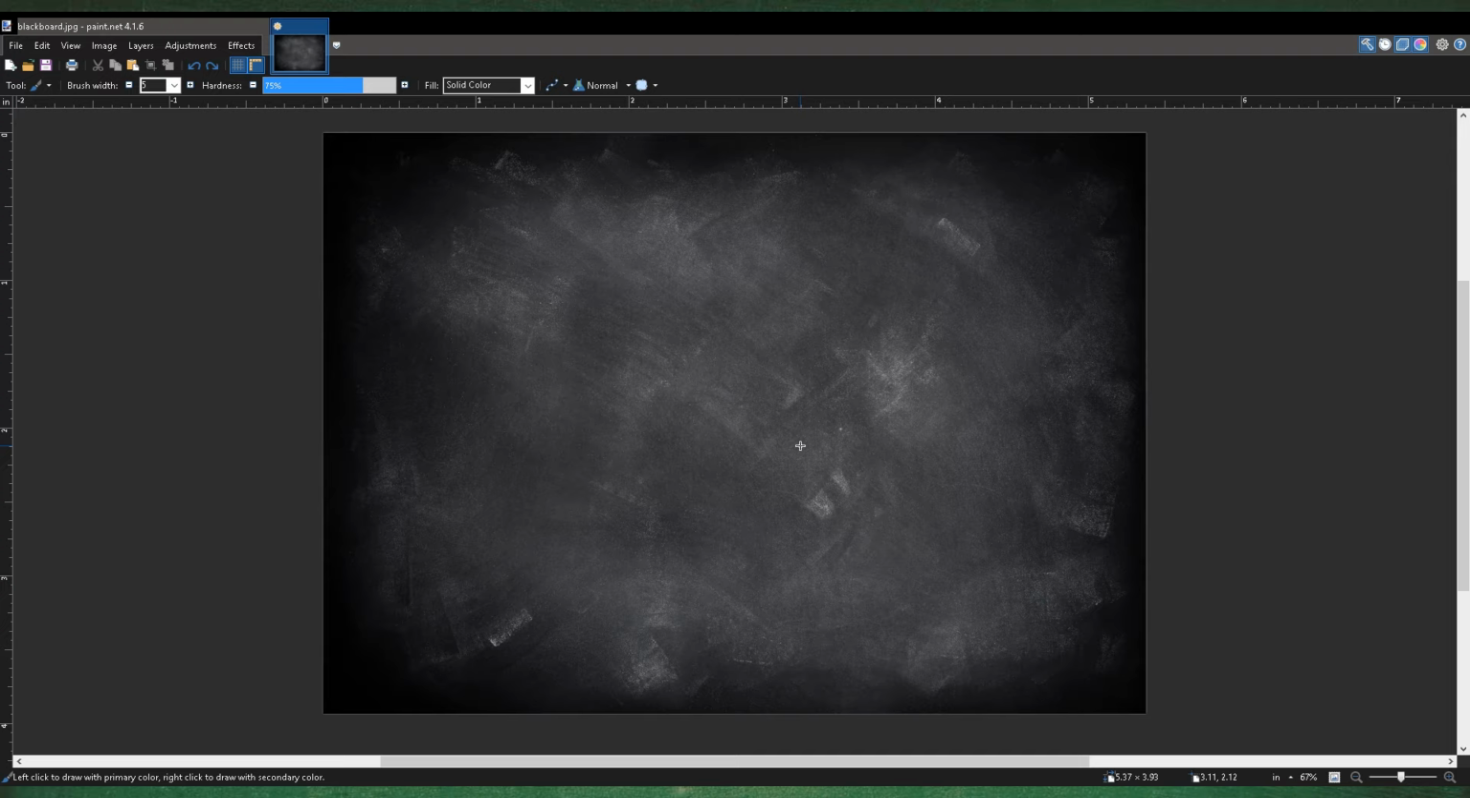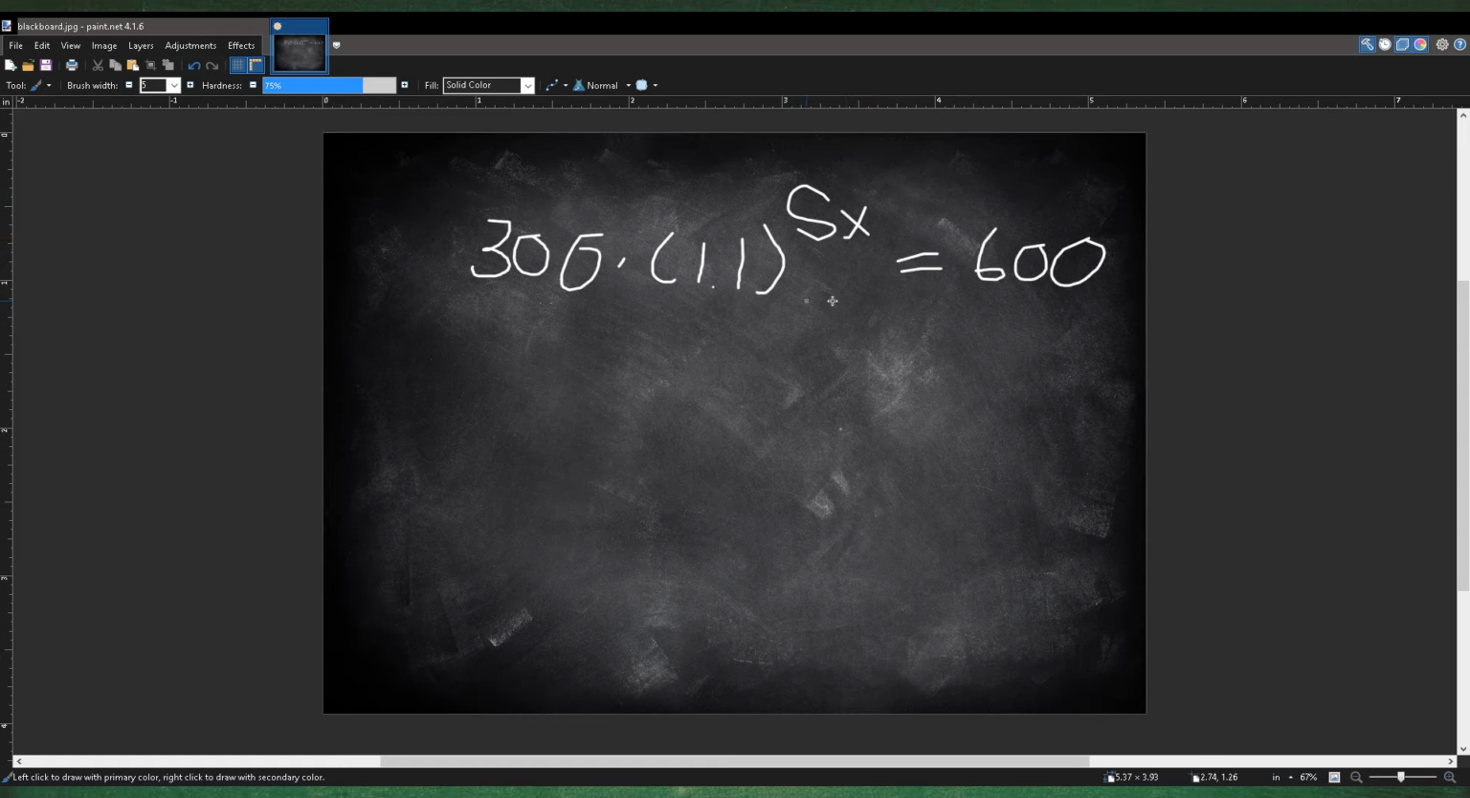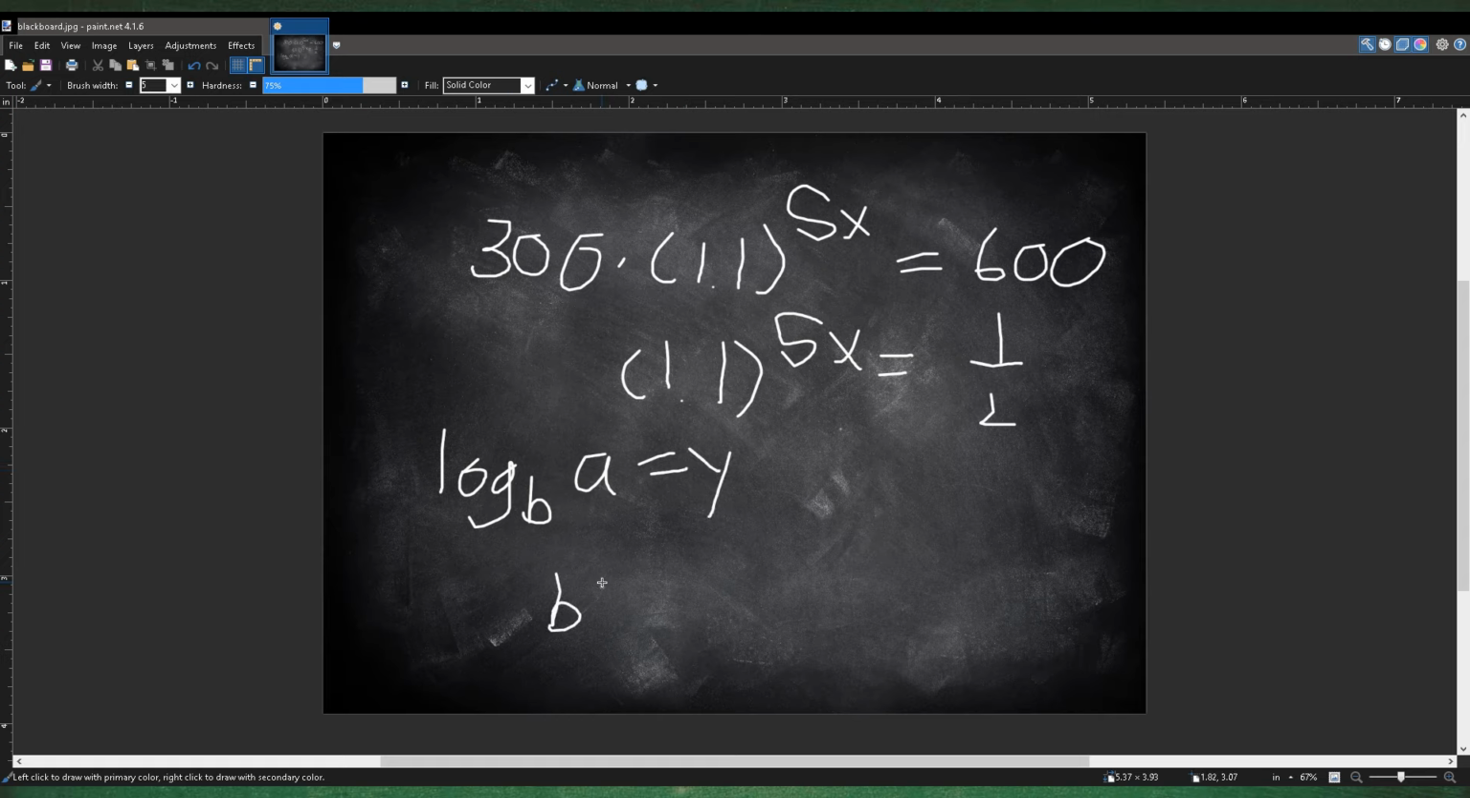So now let's solve those exponential questions. I don't remember the questions, but let's make up an example. Let's say 300 times 1.1 to the power of 5x is equal to 600. When would this number double? Now we could solve something like this. So you have 1.1 to the power of 5x is equal to 1/2. And now we could remember how we have log base b of a is equal to y, and now you could change it to b to the power of y is equal to a. Basically, that's what we're gonna do here.